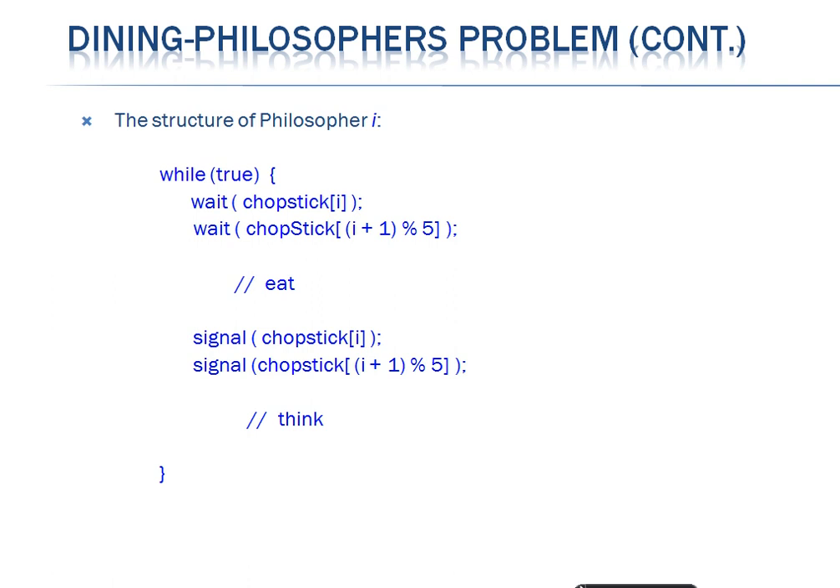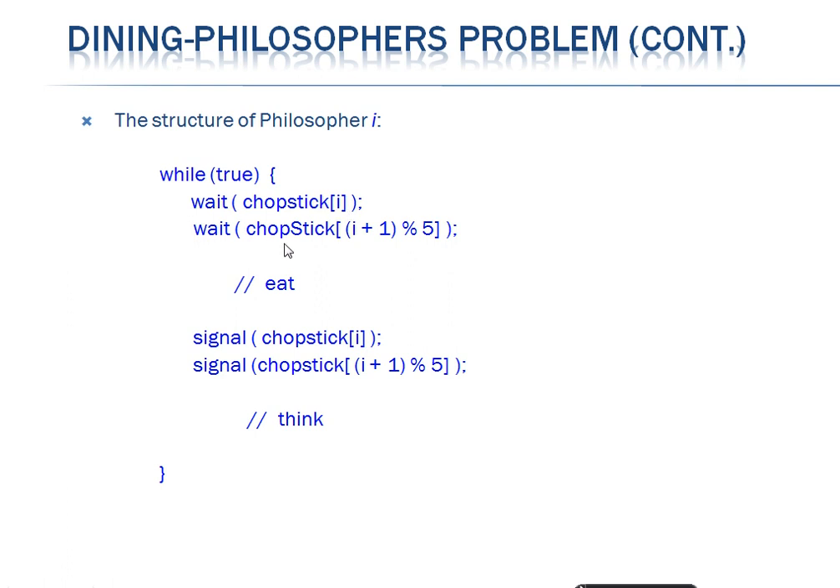So here we have a structure for philosopher, that is philosopher I. While the condition is true, wait over chopstick I. Remember, we are having chopsticks that are 5 in number. So we are having a total of 5 chopsticks. Now I can take a value from 1 to 5. So wait over chopstick I is performed.